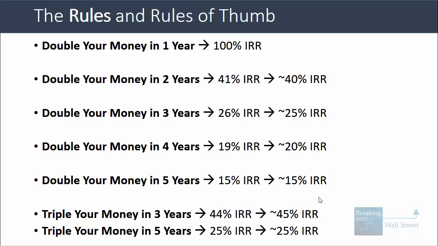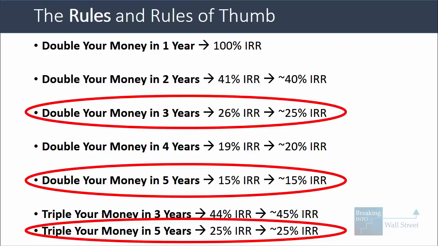So those are the rules of thumb. The most important ones are doubling your money in 3 years and 5 years, and then tripling your money in 5 years. If you memorize those, you can answer many of these interview questions very, very simply.